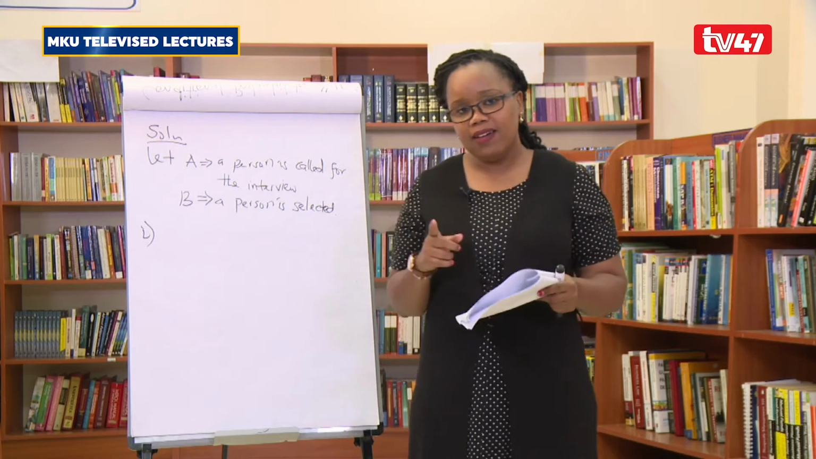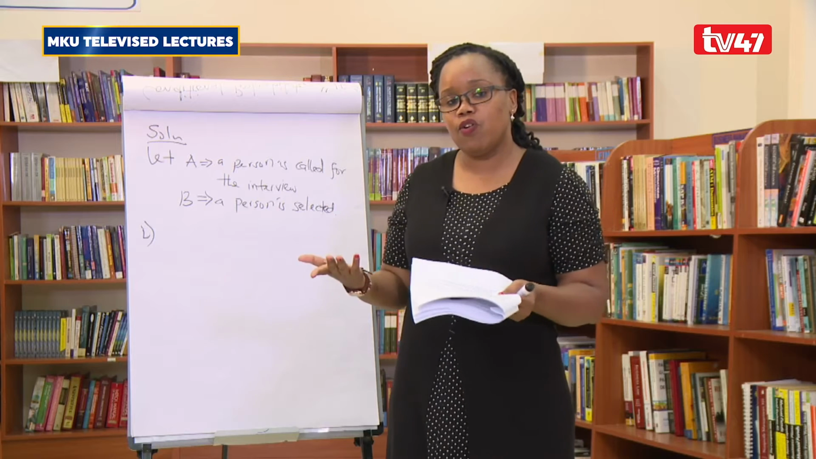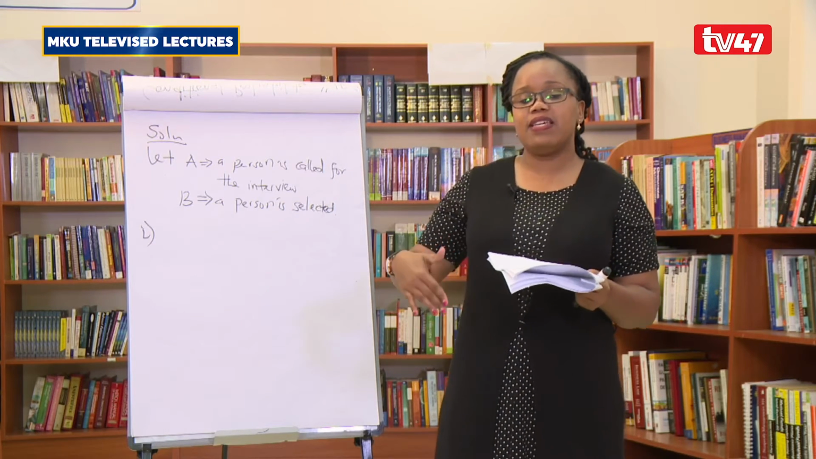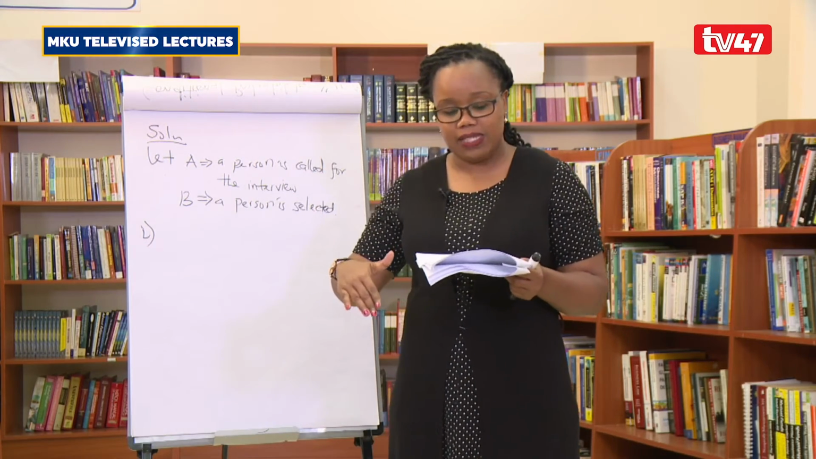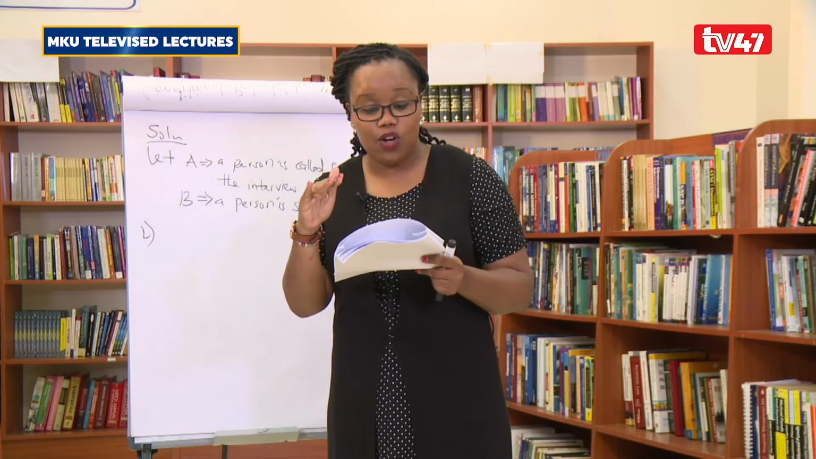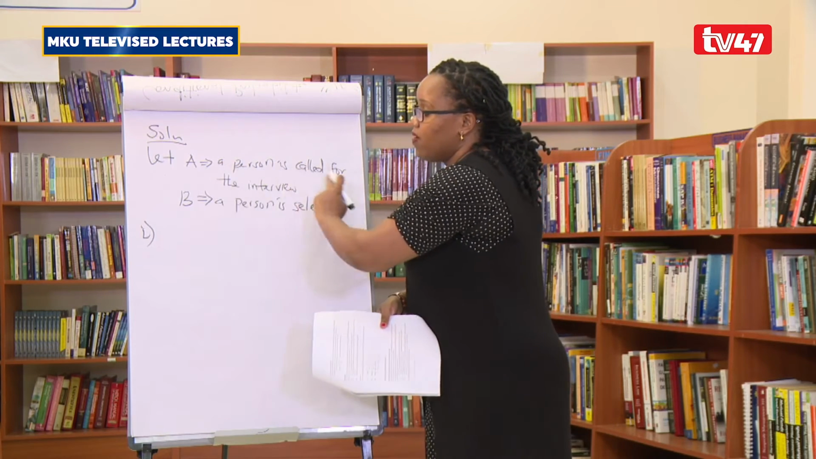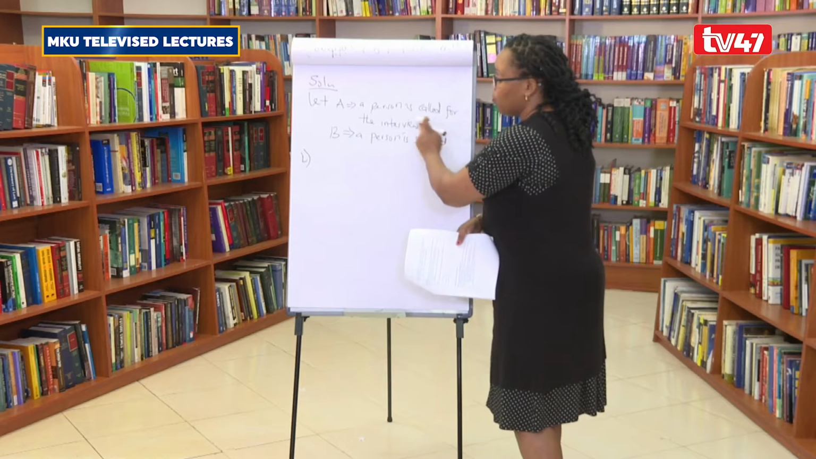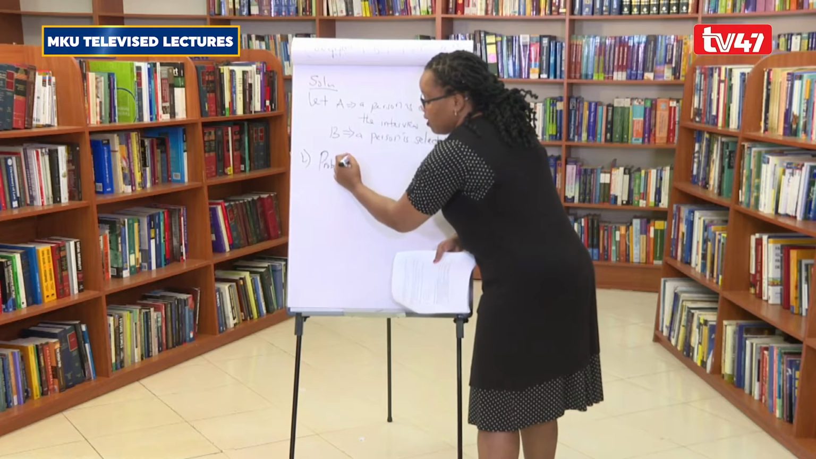Now remember, when we introduced probability, we said the simplest way of calculating probability is dividing the favorable outcomes over the total outcomes. In our case here, we want the probability that a person is called for the interview, and the arbitrary value representing it is our A, person is called for interview. So we are looking for the probability of A.